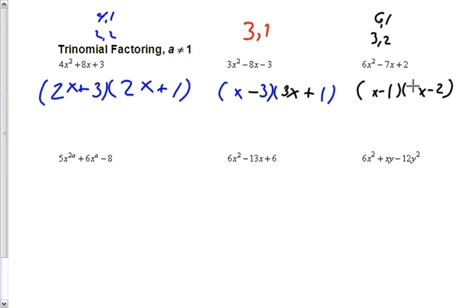3 and 2 have to work. I have to make this 3. This one has to be 2. 3x times 2x is 6x squared. That's good. It's minus 3x in the middle and minus 4x. Oh, there's my 7. Perfect.